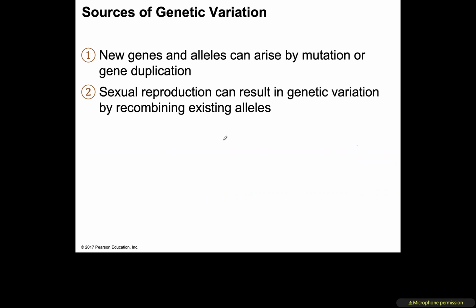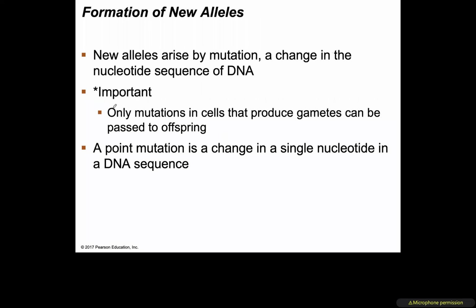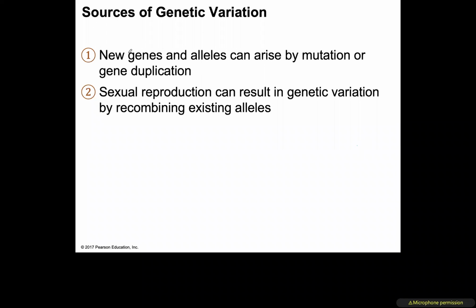So, the sources of genetic variation. Number one, new genes and alleles can arise either by mutation or gene duplication. Number two, sexual reproduction can result in genetic variation because it combines existing alleles. So with that, actually, I kind of want to back this up a little bit.